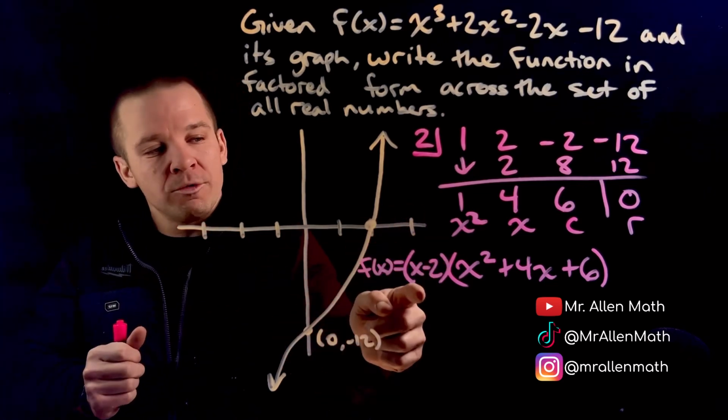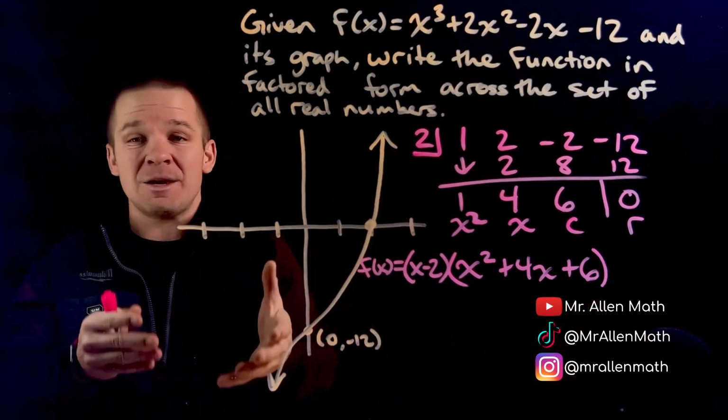But it does make sense. One real solution. We're going to have 2 complex solutions, as you can see by this graph still going down.